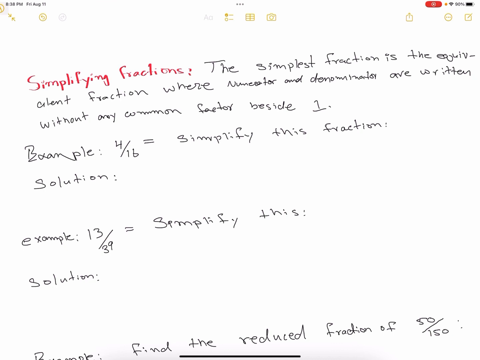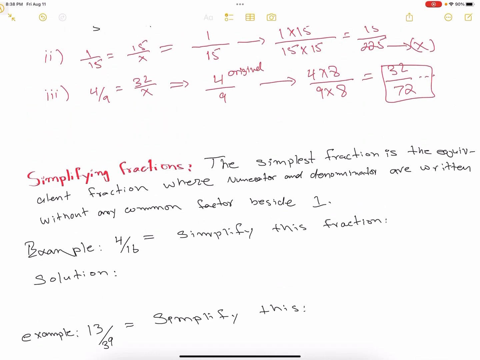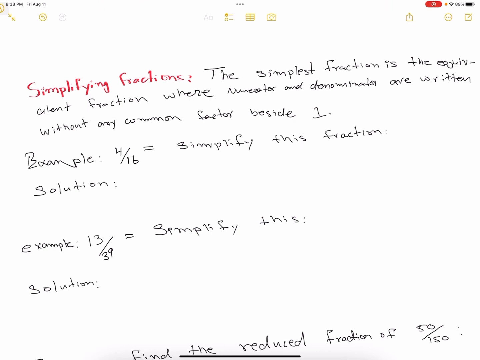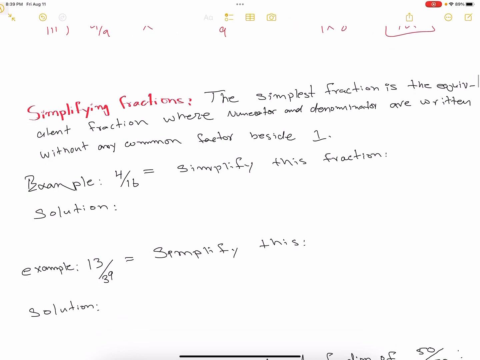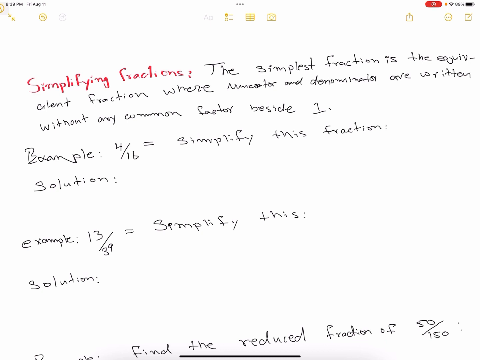Okay, so let's go to simplifying fractions. How do we simplify? Going back here, this fraction can be reduced to some form, and that's what we call simplification. The simplest fraction is the equivalent fraction where numerator and denominator are written without any common factor besides 1. This one has a common factor of 2 at least. 32 can be divided by 2, and 72 can be divided by 2 also. So there is nothing more that can be divided by any number other than 1. That's how we simplify, and that's what we call simplifying a fraction.